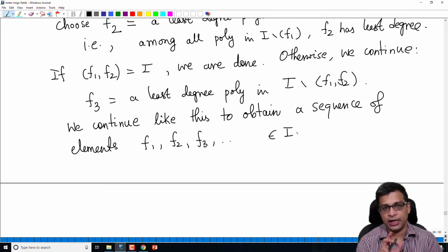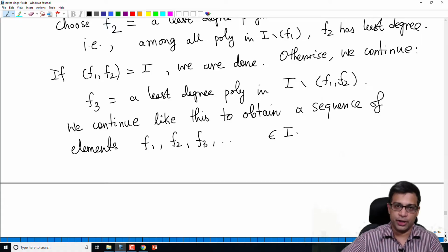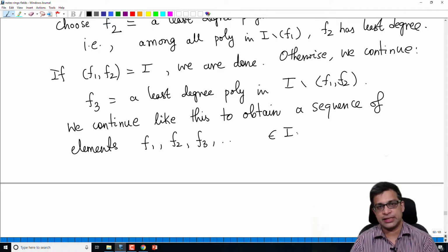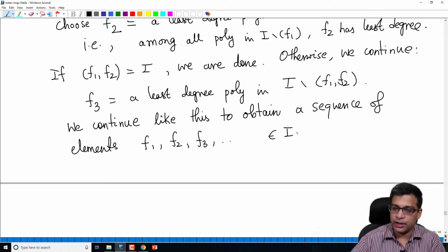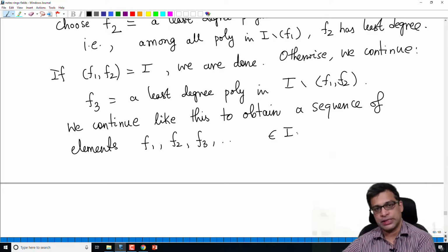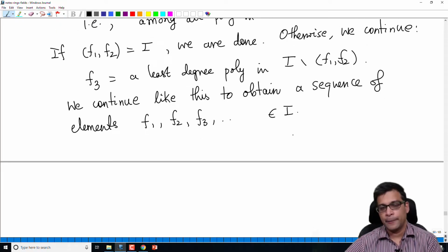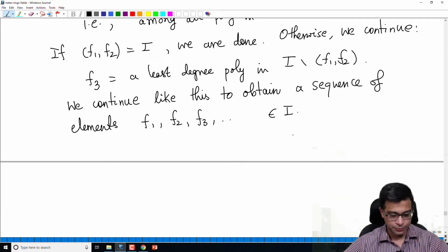But if I is strictly bigger than the ideal generated by F1, F2, up to F100, there are non-zero elements in I minus the ideal generated by F1 to F100. Among all those elements, we pick a polynomial with the least degree, which we call F101, and then we continue. Remember that if this process stops at any point, we achieved our goal, which is that I is finitely generated. So we have to rule out the possibility that this process continues forever.